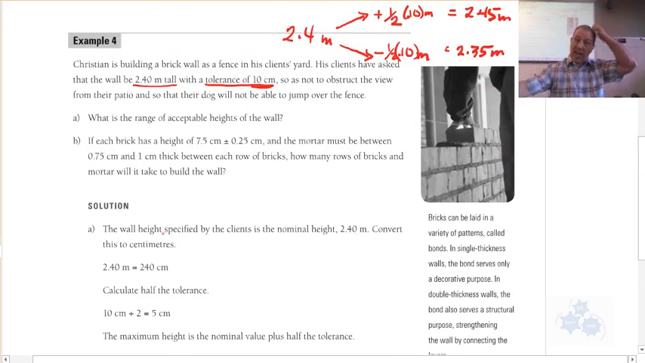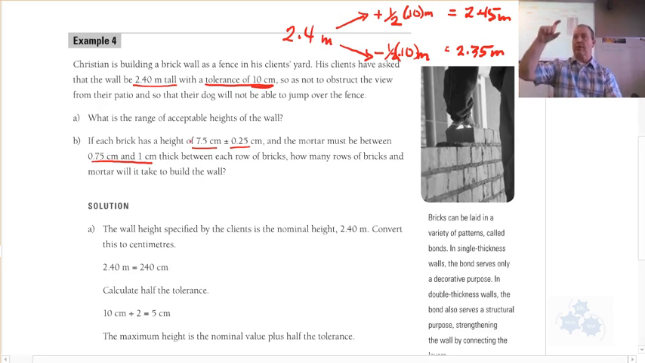So that's A. This is in a real life situation, so it's good for us to do that. Now B, let's see, if each brick has a height of 7.5 centimeters plus or minus 0.25 centimeters, and the mortar must be between 0.75 and 1 centimeter thick between each row of bricks, how many rows of bricks and mortar will it take to build the wall? Wow. So that's a multi-level question there, isn't it?